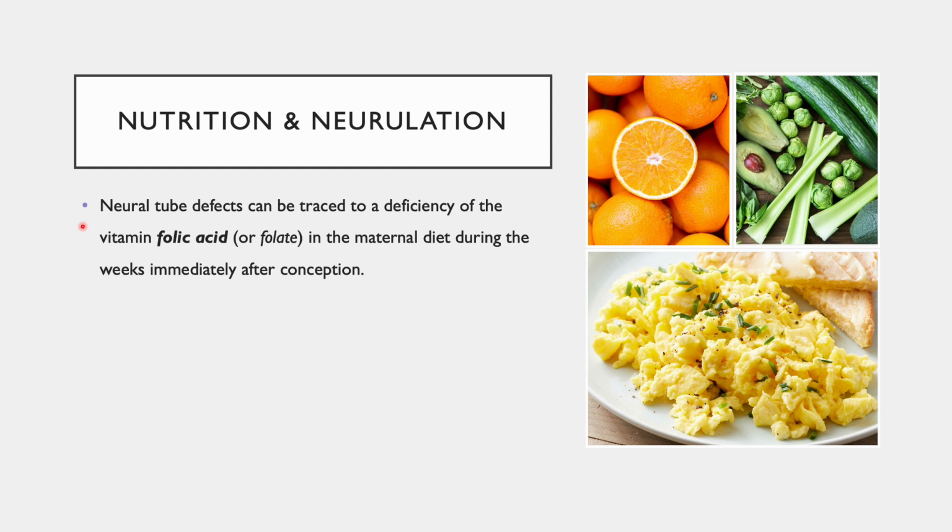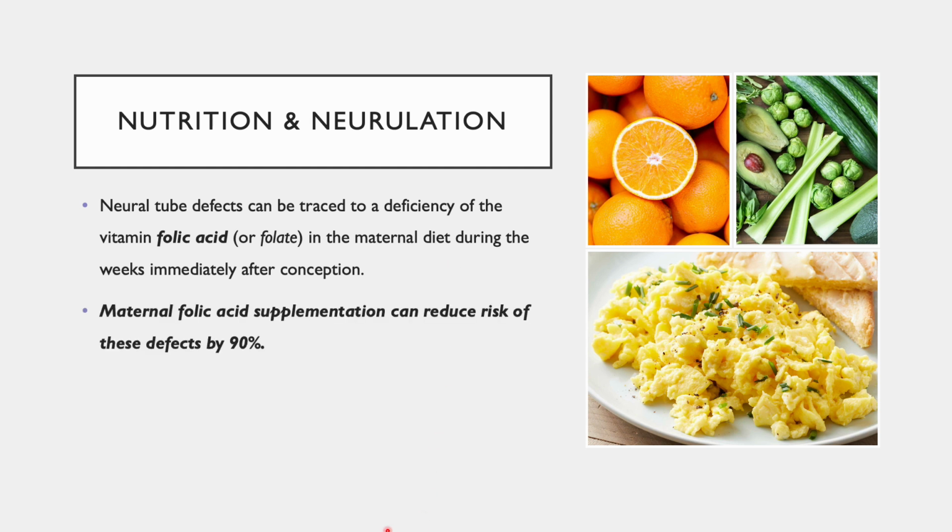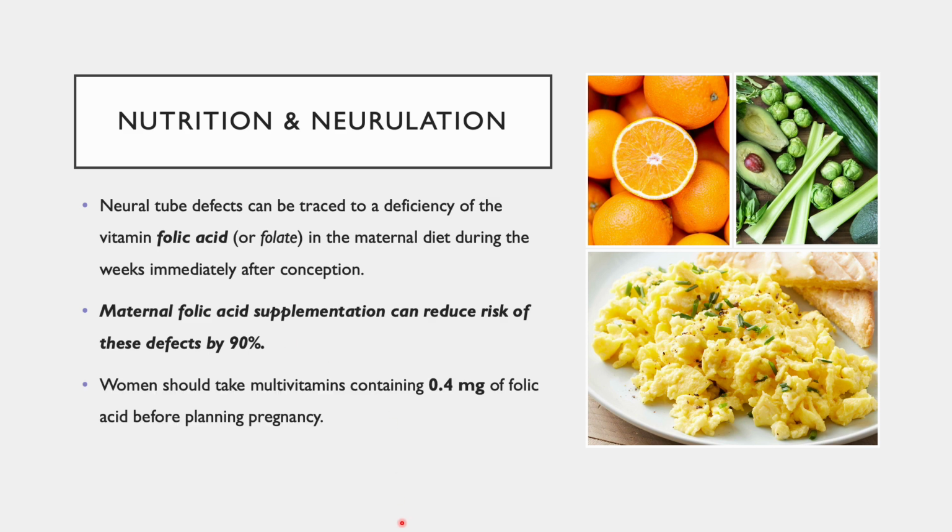So women who are expecting or thinking of trying to have a baby should try to take prenatal vitamins that provide plentiful folic acid. Folic acid plays an essential role in a number of metabolic pathways, including the biosynthesis of DNA. Studies have shown that maternal folic acid supplementation can reduce risk of neural tube defects by 90%. Women should be taking a multivitamin with at least 0.4 milligrams of folic acid before planning pregnancy.